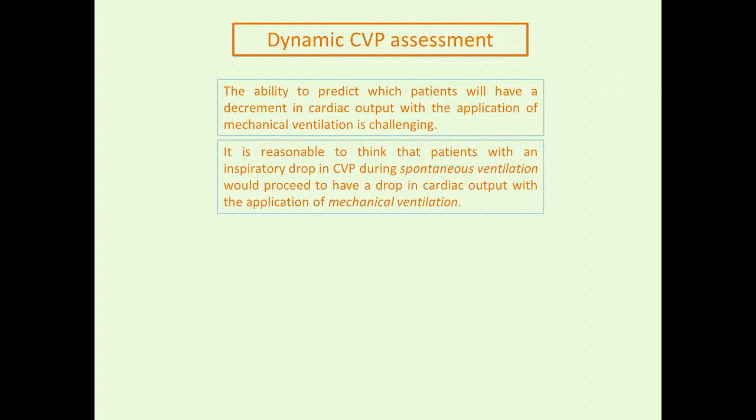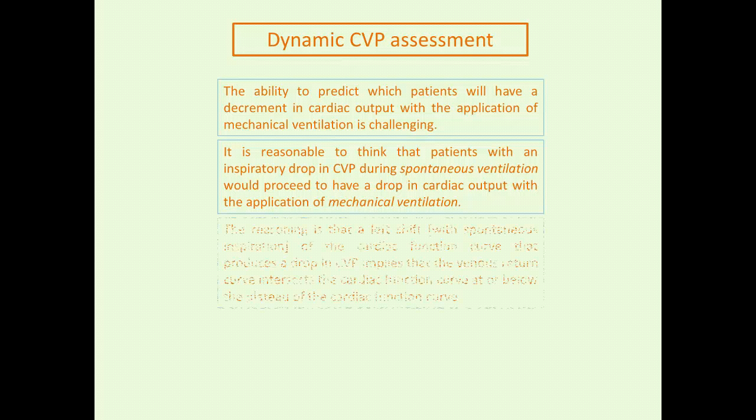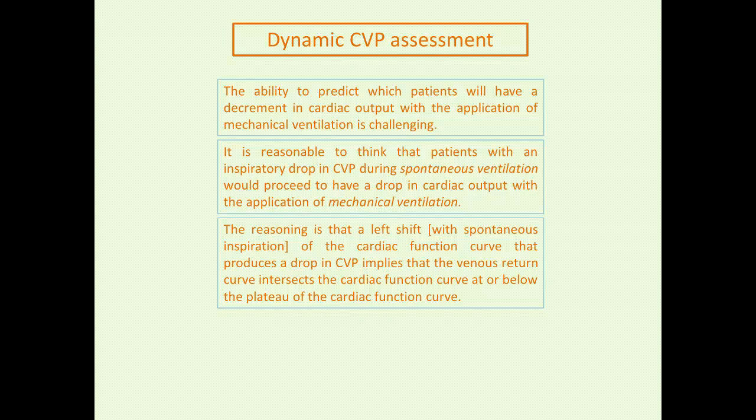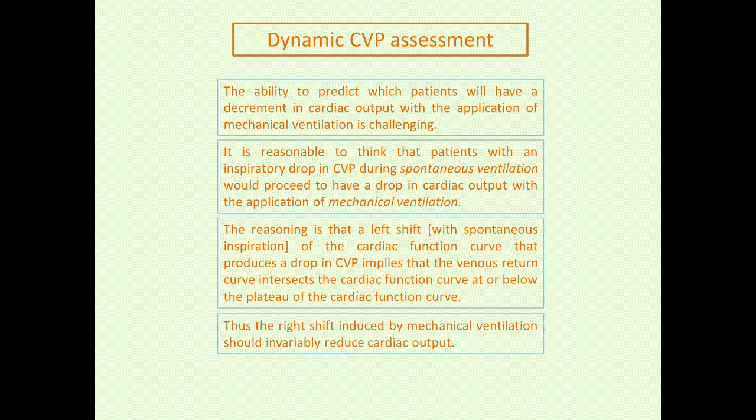So it's reasonable to think that patients with an inspiratory drop in CVP during spontaneous ventilation, kind of the physiology we just saw as the cardiac function curve shifted leftwards, resulting in a drop in the CVP, if you were to initiate mechanical ventilation in those patients, which will shift the curve rightwards, it's fair to assume that those patients should all therefore land on the ascending portion of their cardiac function curve. And that's basically what I just said here.